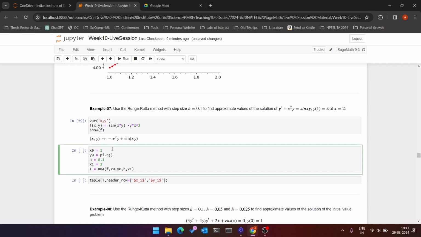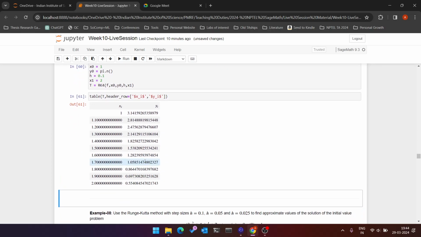Specify the initial value x0 as 1 and y0 as pi. Specify the step size. Write x1 as my final value of x, and then I evaluate this. Then I will be evaluating my table. T is equal to RK4, provided this function f of x, x0, y0, h and x1, I'll print out this in the form of table. X i, y i looks like this. 1, pi and then going to 2, 0.05.